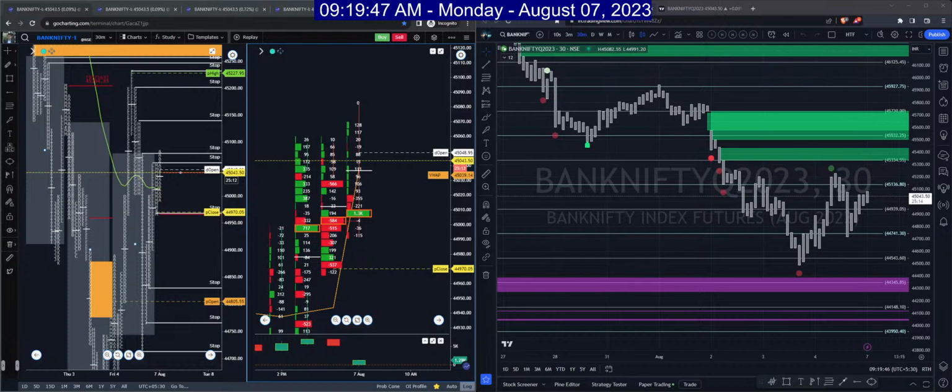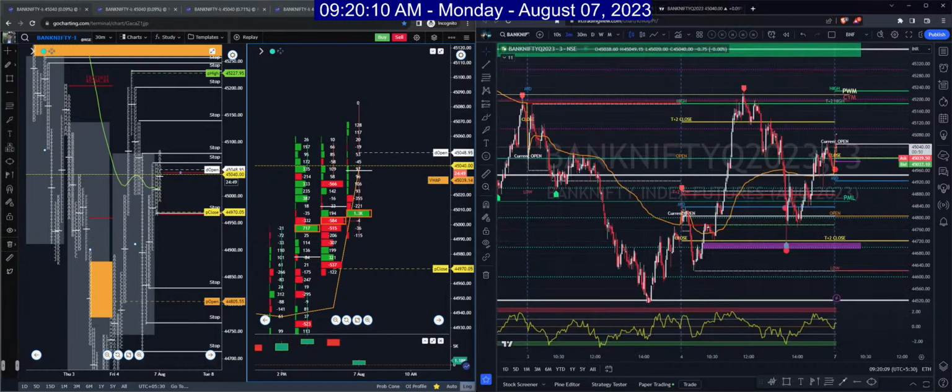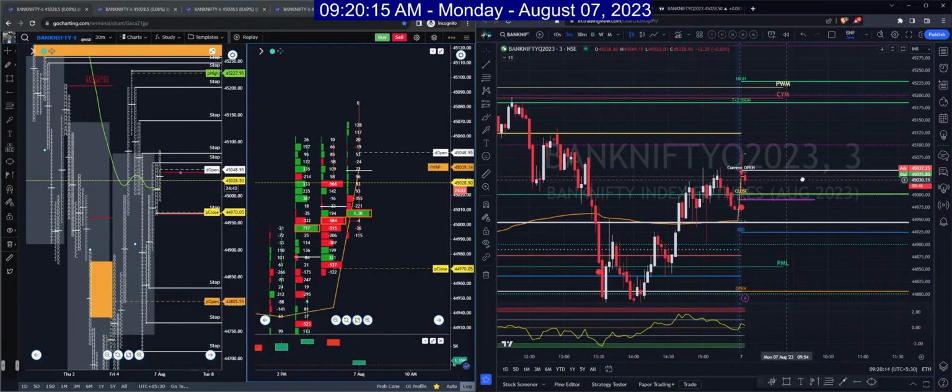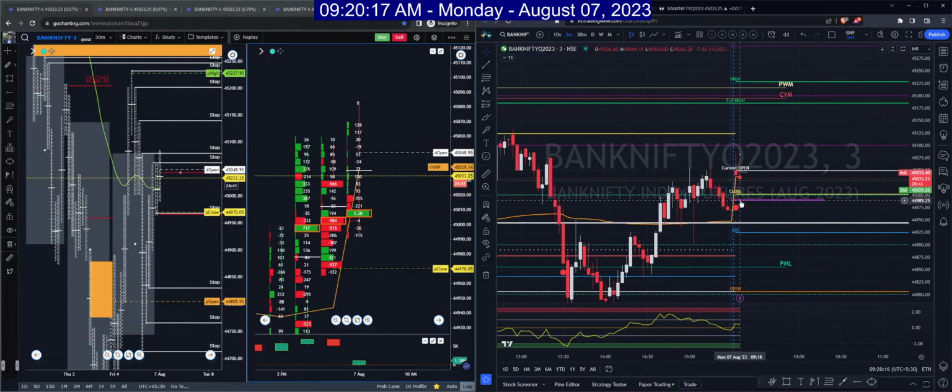And 44,800 CE, at 328, is where I'm seeing supply might again come in. And the PE, that is 45,200. Yeah, overall the options OI data is suggesting a bullish opening, but I'm not seeing new buying happening. Overall the delta is positive and the inventory is long. We also have got some trapped sellers below the 45,000 level.